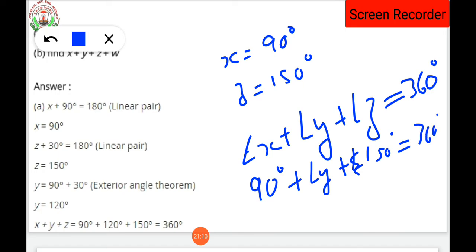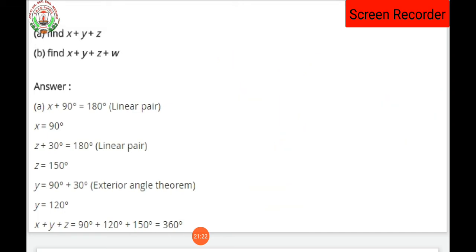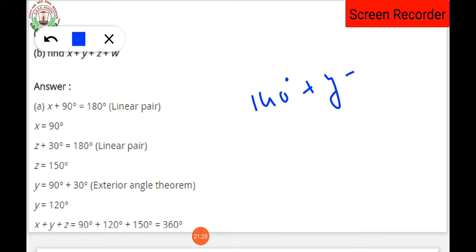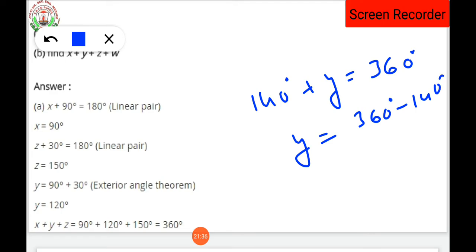So adding 90 plus 150 will be 240 degrees, equal to 360 degrees. Understood? Now what answer are we getting? 240 degrees plus y is equal to 360 degrees. Now y is equal to 360 degrees minus 240 degrees, isn't it? So 6 minus 4 will be 2, isn't it? And 3 minus 1 will be 2.